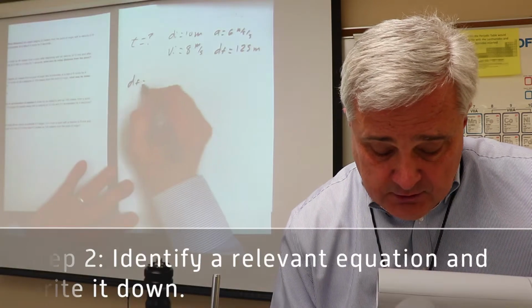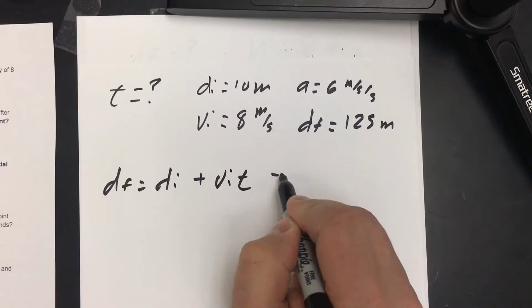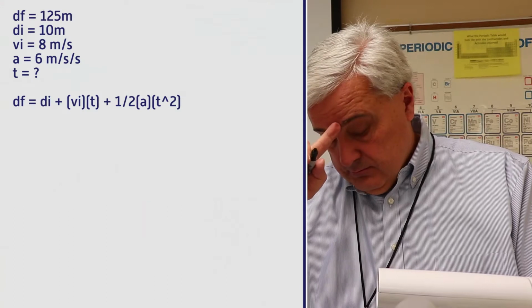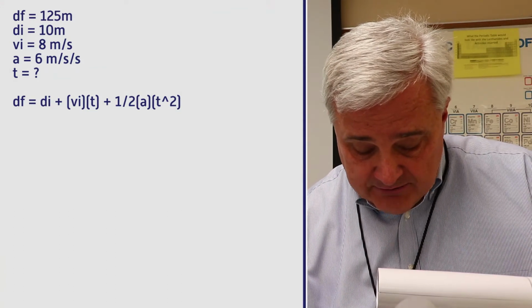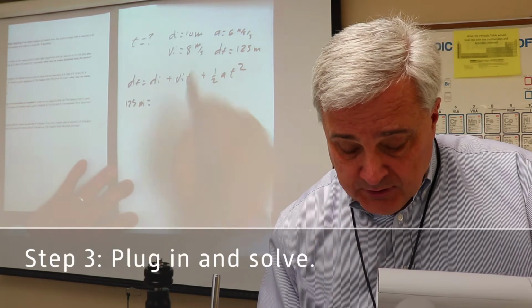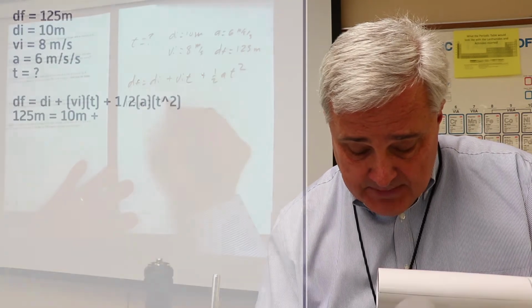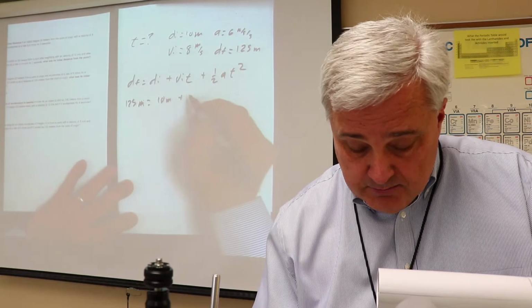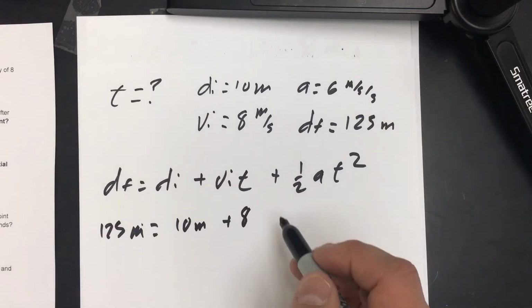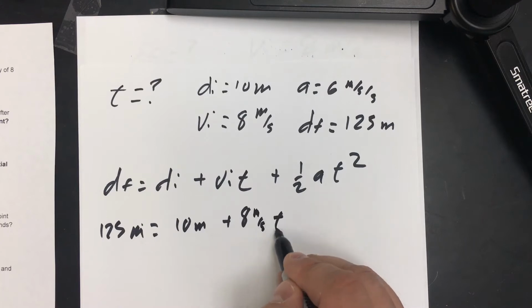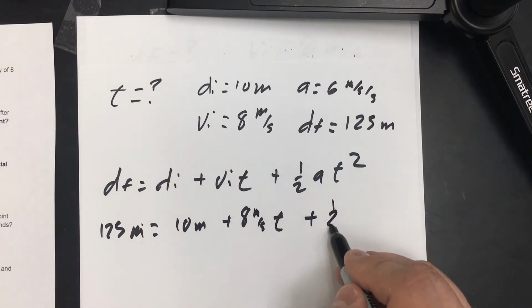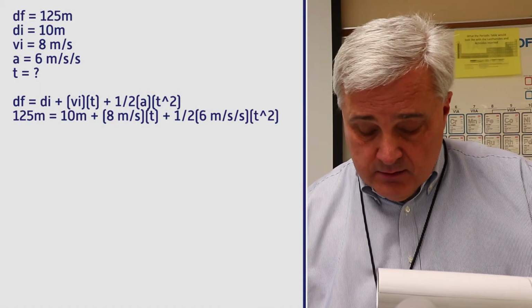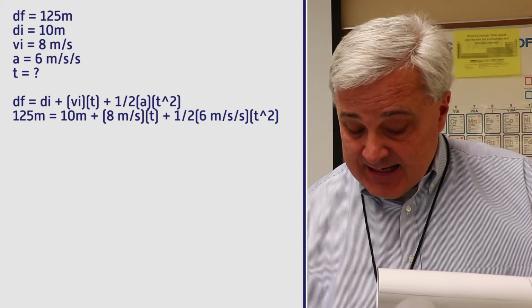Write the equation. d_f equals d_i plus v_i t plus 1/2 a t squared. 125 meters equals d_i 10 meters plus v_i t, 8 meters per second times t, since t is the unknown, plus 1/2, a is 6, t squared. We have t in two terms. This is not going to be easy.